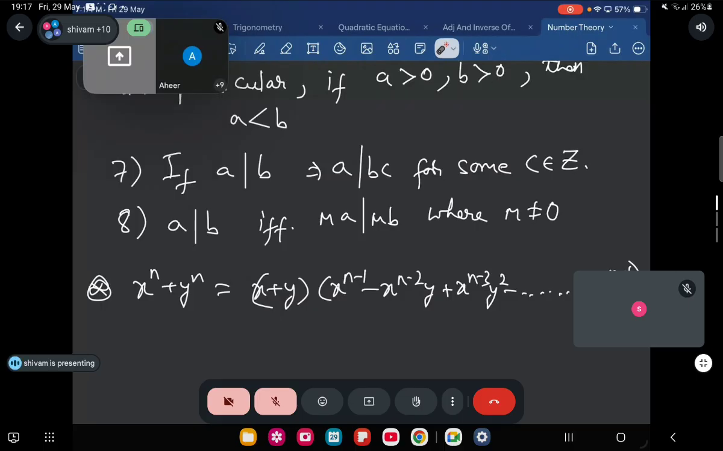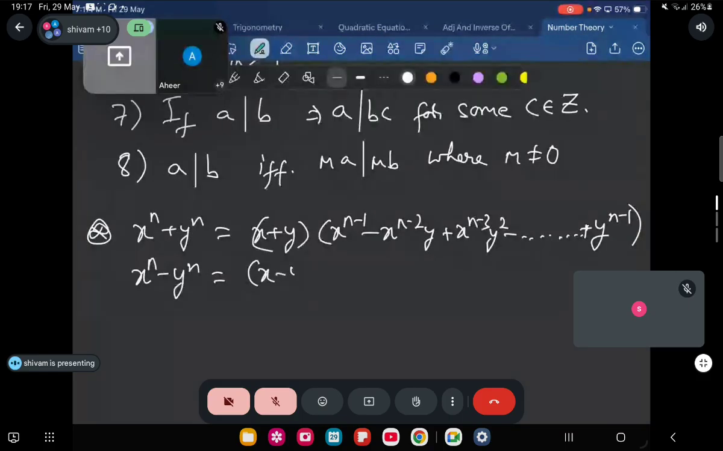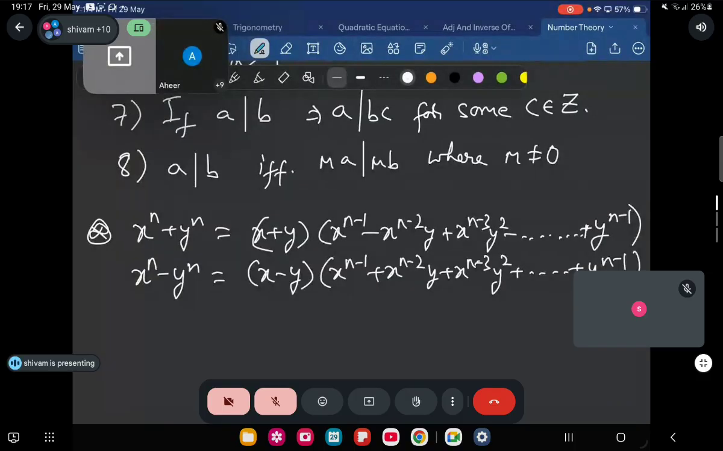Next, x power n minus y to the power n will be equal to x minus y into x power n minus 1 plus x power n minus 2 into y plus x power n minus 3 into y square plus and so on, plus y to the power n minus 1. Tell me, are you getting it? Yes or no? If anyone has any doubt, you can ask me. Trishita, Venkat, are you getting it?